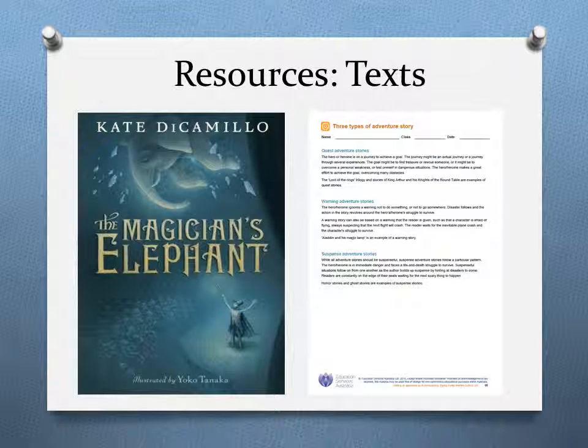The texts that are used within the lessons are appropriate to the Year 4-5 intended outcomes. Students are to create a narrative that is mystical, magical, and fantastical. The Magician's Elephant by Kate DiCamillo supports students' learning by providing an example of a mystical or magical narrative that appeals to a wide audience.